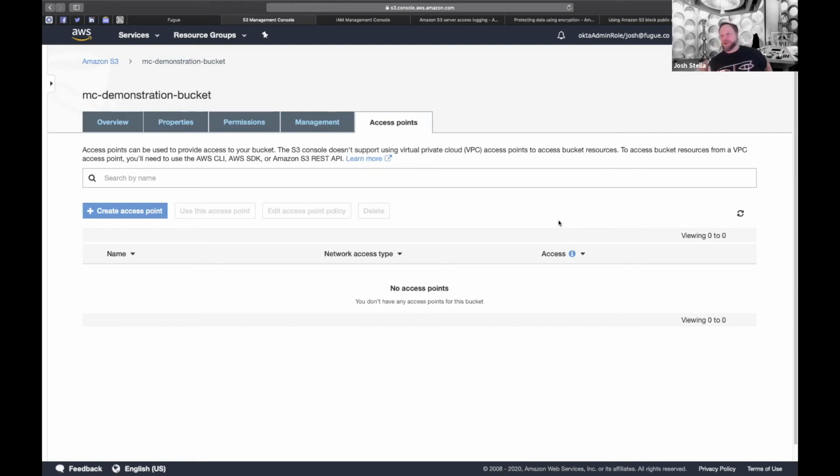But the only time you need to think about access points is when you have multiple different sets of restrictions on data in the same S3 bucket. Generally speaking, I would recommend that if you have data that has different kinds of access privilege requirements on it, you have more than one bucket. But access points are there for that particular use case.